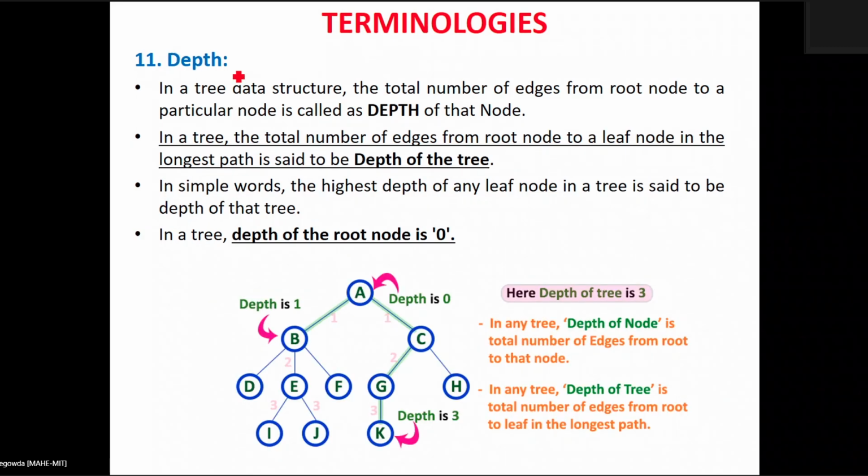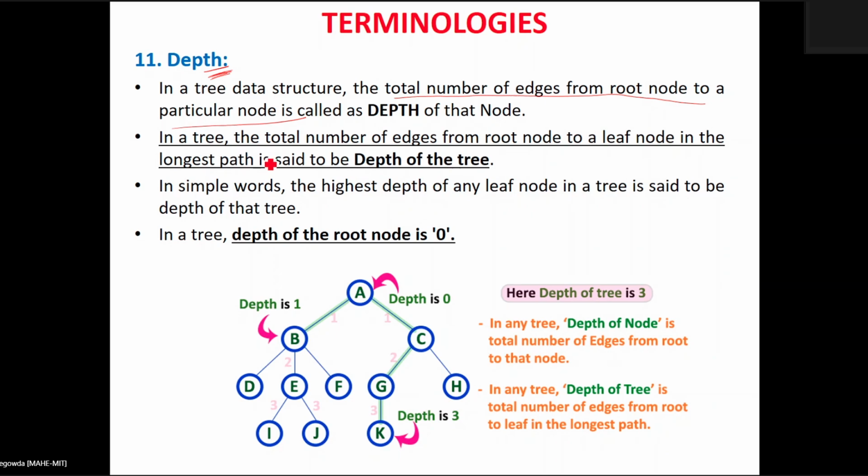The next terminology we are going to use in the discussion of tree data structure is depth. The depth can be defined like this. It is the total number of edges from the root node to a particular node, whereas height is the total number of edges from the leaf node to a particular node. There should not be any confusion between height and depth.